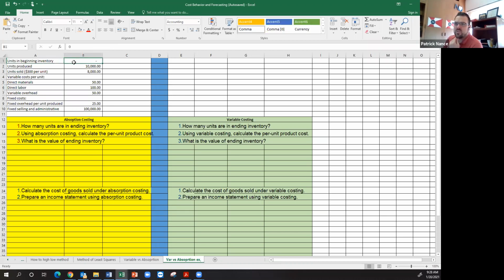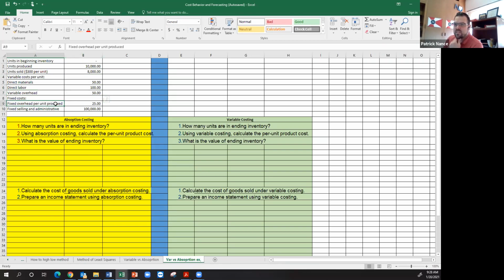We have units in beginning inventory is 0. We produced 10,000 units. We sold 8,000 units. And then here's the information about my variable cost per unit. I've got $50 in direct materials, $100 in direct labor per unit. These are all per unit, and $50 for the variable overhead per unit.